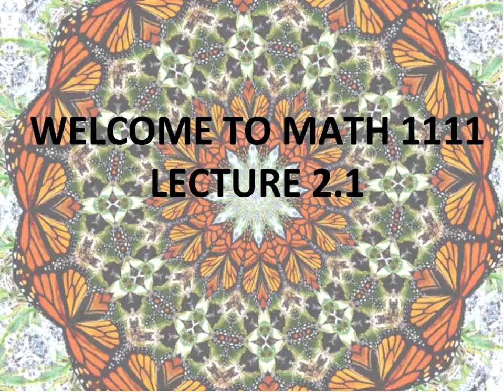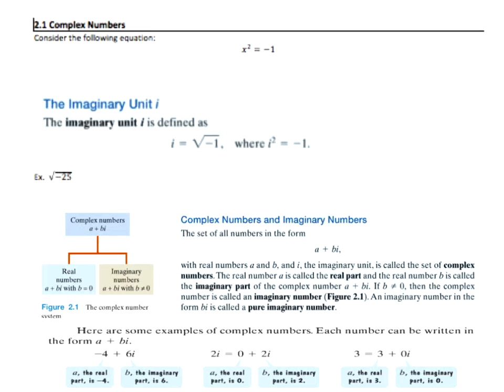All right, I'm going to go ahead and get moving into the 2.1 material. And we see here that 2.1 is all about complex numbers. So let's just consider this following equation to begin with. We have the equation x squared equals -1. So this says, what can I multiply by itself to give me -1?